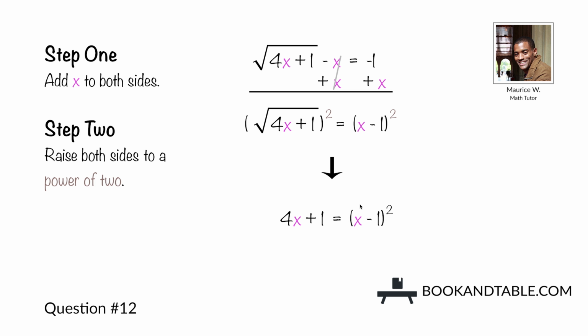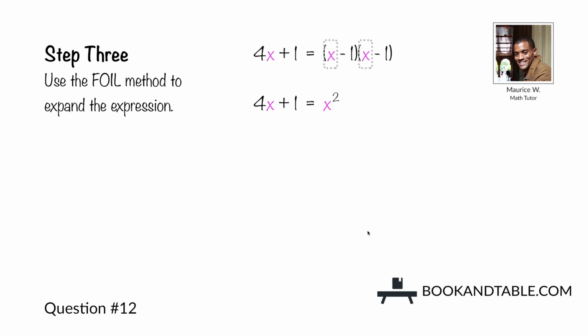We'll use the FOIL method in step 3 to expand this expression. X times x is equal to x squared. X times -1 is equal to -x. -1 times x is equal to -x. We combine these two terms to give us -2x. And -1 times -1 is +1.